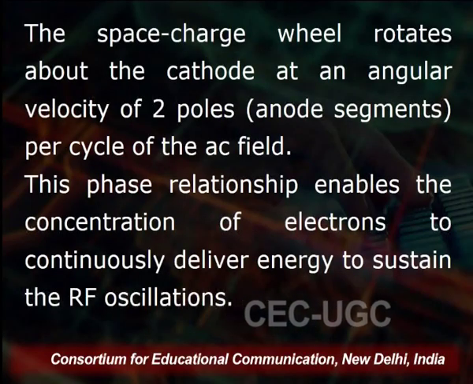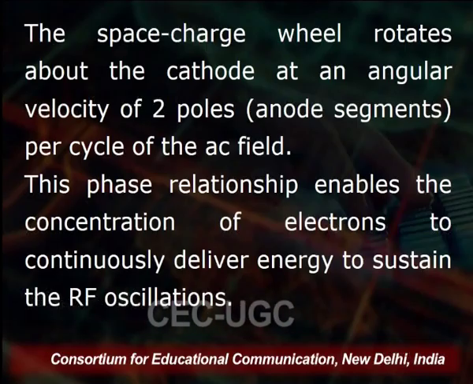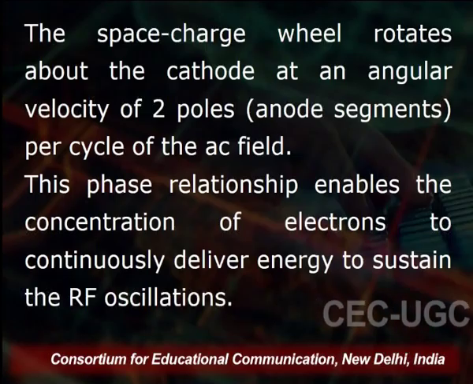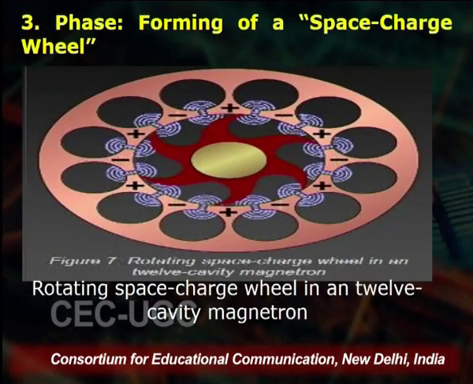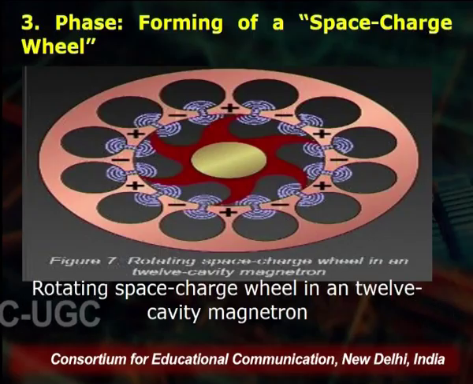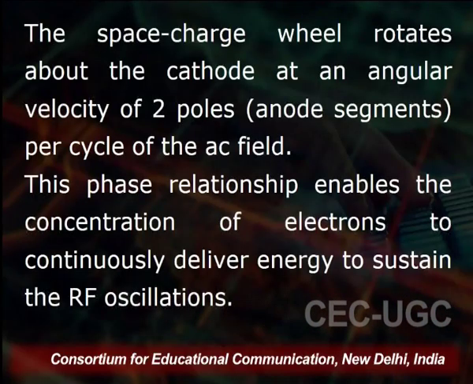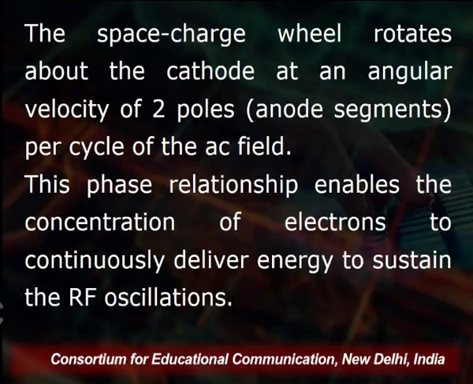The space charge wheel rotates about the cathode at an angular velocity of two poles, that is, one anode segment per cycle of the AC field. You are seeing here that it rotates per AC cycle. So this phase relationship enables the concentration of the electrons to continuously deliver energy to sustain the RF oscillations.